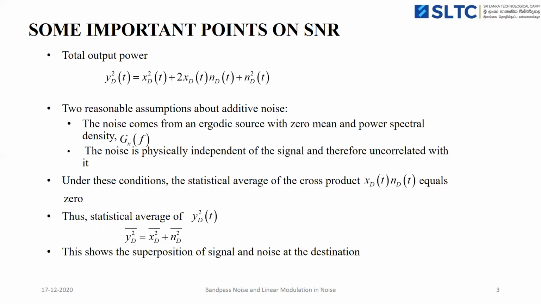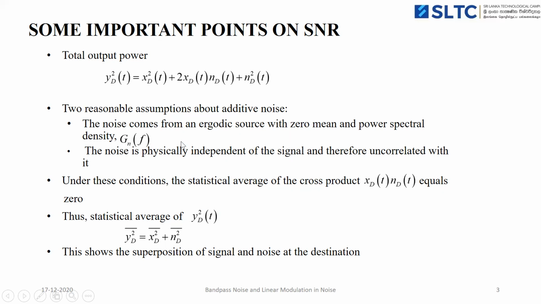This is because the received signal at the destination consists of the desired signal and the noise signal. So we can apply the formula (a plus b) whole squared. It has three terms: a squared plus 2ab plus b squared. That is the signal term, the product of the signal and the noise term, and the square of the noise term. And here we have to consider two reasonable assumptions for additive noise. The first assumption is that the noise comes from an ergodic source with mean zero and a power spectral density Gn of f equal to N0 by 2.